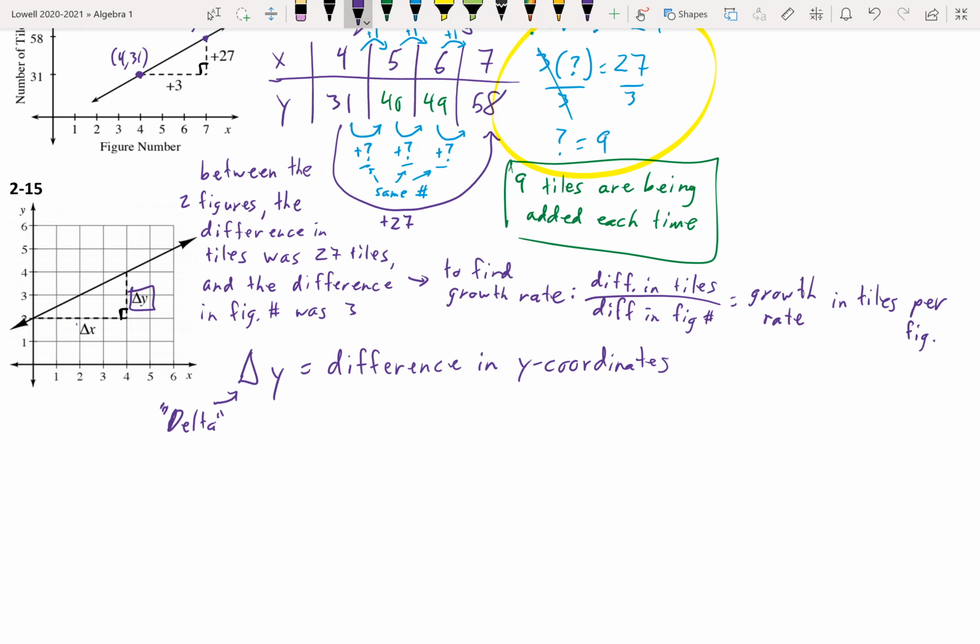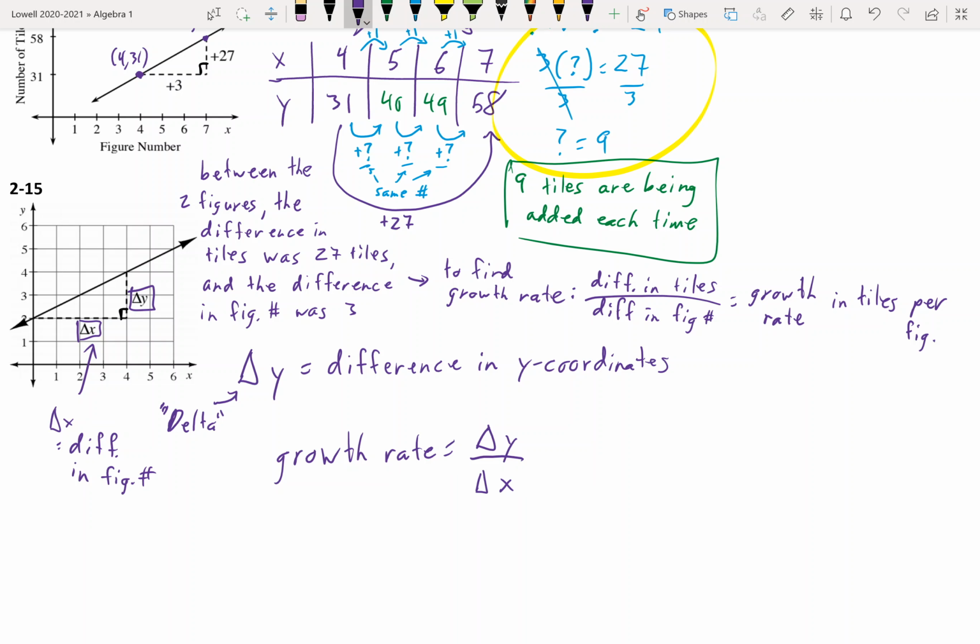Likewise, our horizontal change, the change in the figure number, this would be the delta x. So delta x, which is the difference in the figure number. So what's neat about this and finding our growth rate from the graph, we can combine these ideas. The growth rate is equal to, again, the change in the y, or the delta in the y, the difference, and divide that by the change in the x coordinates.